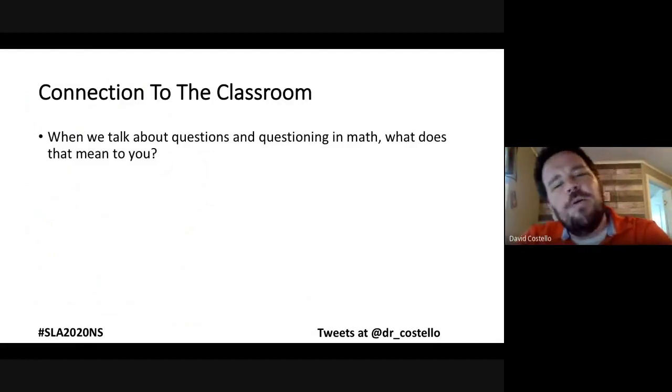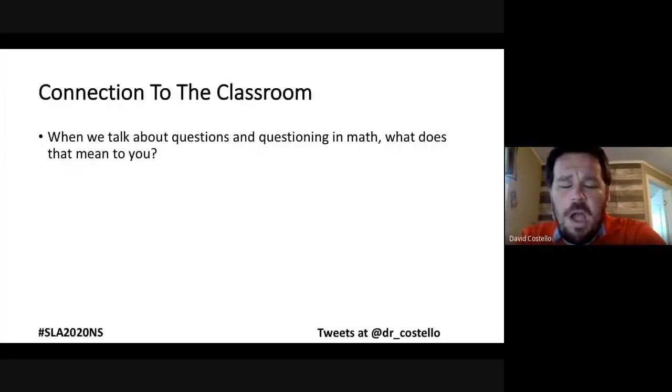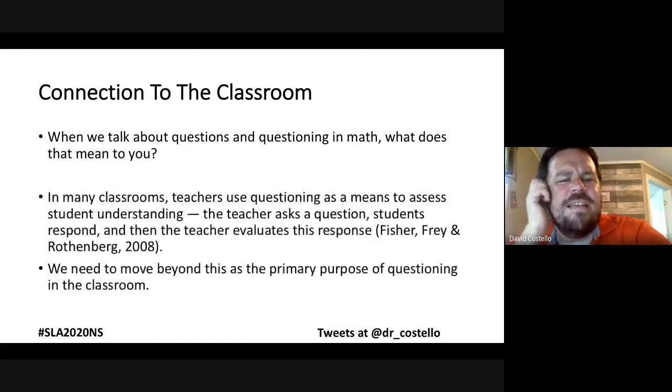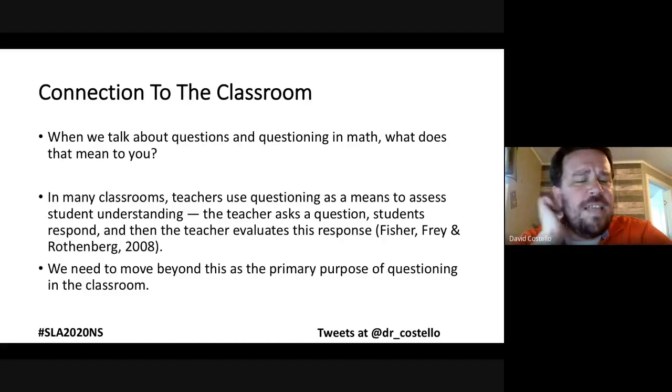Because when I think about questions and questioning, I often have people say, oh, well, we use these type of questions in the classroom. I use questions that would be reflective of the interest of a student, or that are broad enough to have multiple points of entry. And in many classrooms, teachers use questioning as a means to assess student understanding. Teacher asks a question, students respond, and then the teacher evaluates this response.